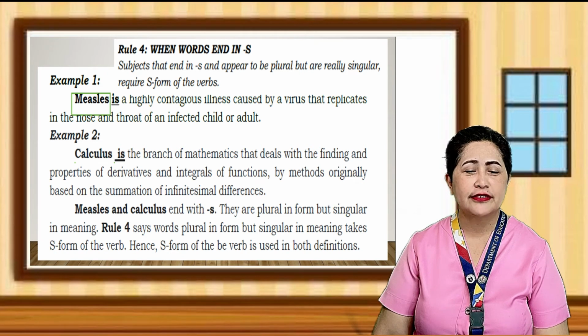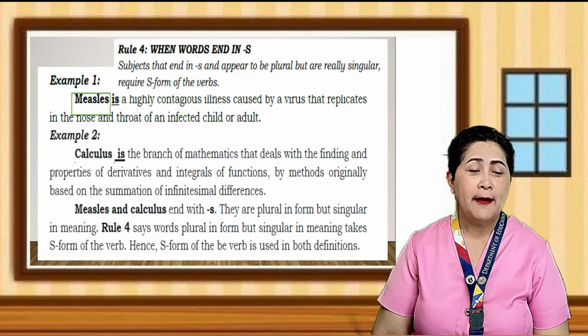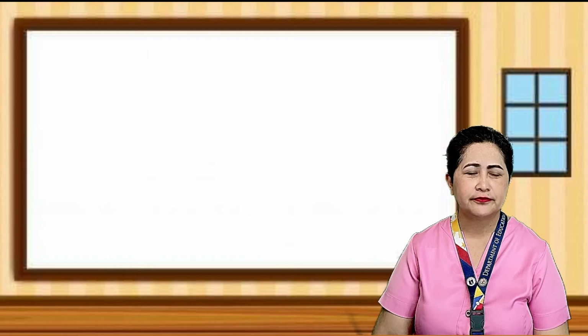Measles and calculus end with S. They are plural in form but singular in meaning. Rule 4 says, words plural in form but singular in meaning take S form of the verb. Hence, S form of the verb is used in both definitions.